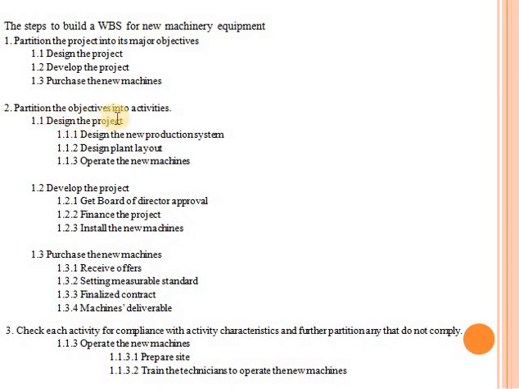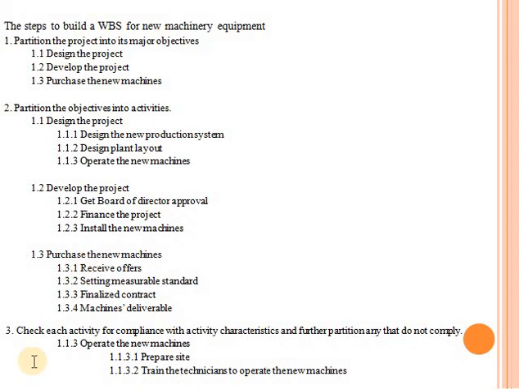So under designing the project, I'm going to add those activities. I'm adding more details to this level. Designing the project, what am I adding? Designing the new production system, designing the plant layout, operating the new machines. With respect to developing the project, I'm going to add: get board of directors approval, finance the project, install the new machines. So you see under each level I'm getting more details. Similarly for purchasing the new machines, I have to add those things.